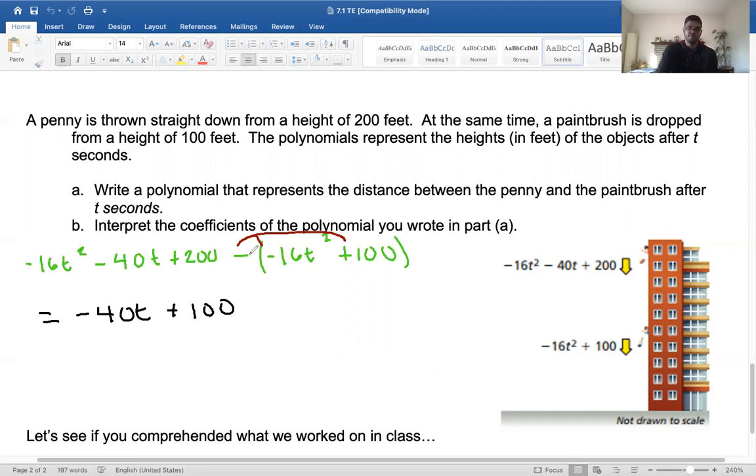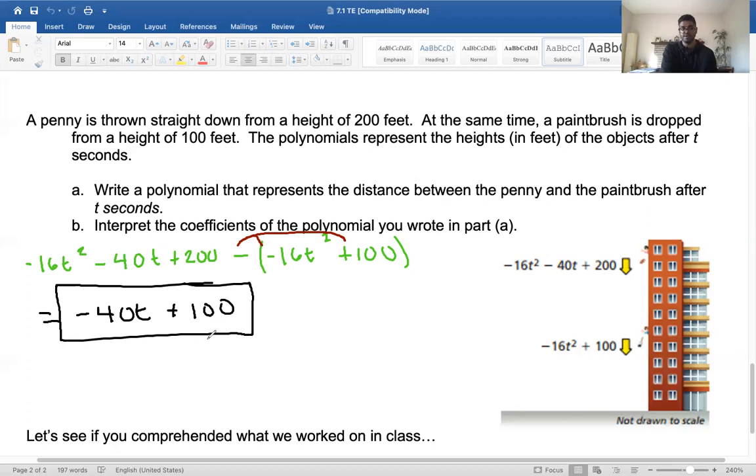So again, this negative and this negative turn into a positive. So you have a negative 16t squared and a positive 16t squared. Those are going to cancel. You still have this negative 40t, so I just brought that down. And then you have 200 minus 100, which is just 100. So this right here.